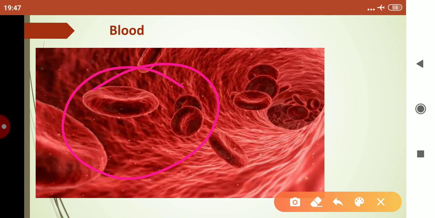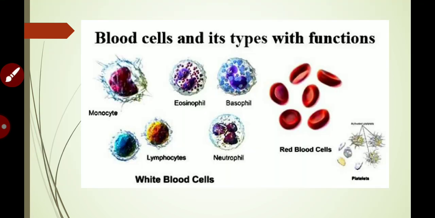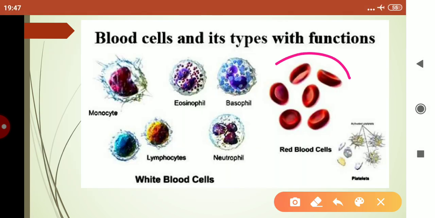You can see here. And also it does not have any nucleus, so that it can accommodate maximum oxygen and transfer it to the cells. Children, RBCs have a special pigment called hemoglobin. This hemoglobin is responsible for binding with oxygen and transferring it to every cell of the body. Now let us come back. We have discussed RBCs.